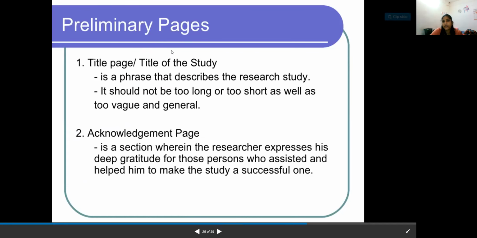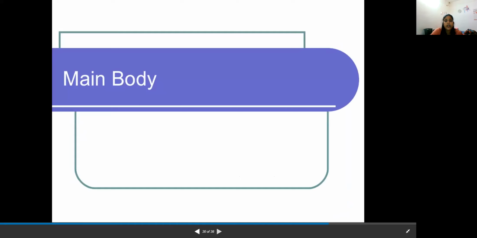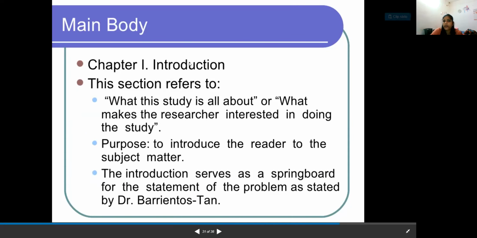Okay, first one is the preliminary pages. The first page you need is the title of the study, and an acknowledgement page is required. The first page needed is the title of the study, and you have to mention the details of your study. Next is the acknowledgement page. Next you can go for the table of contents, list of tables and list of figures.